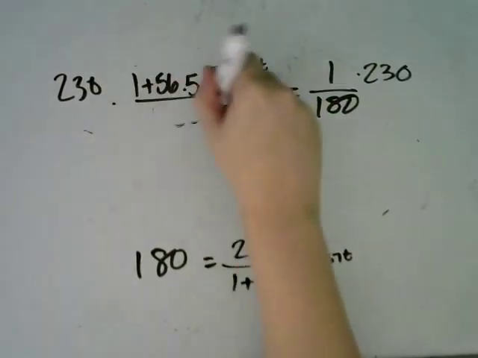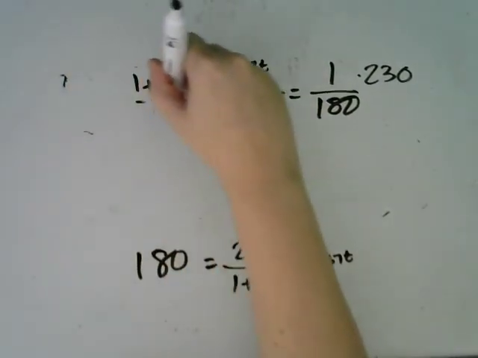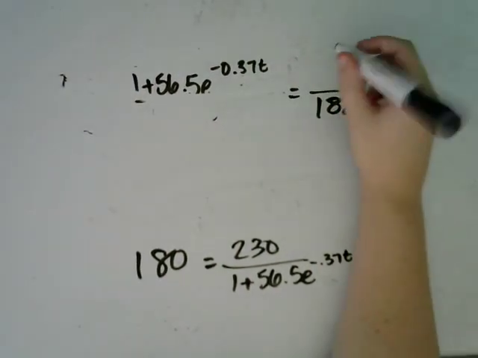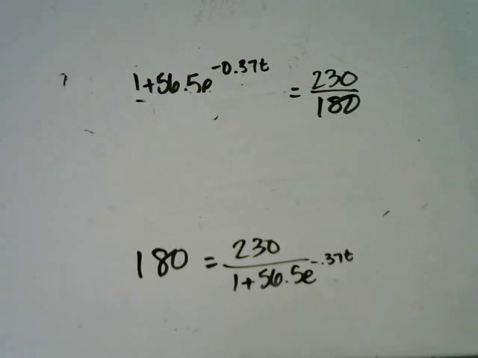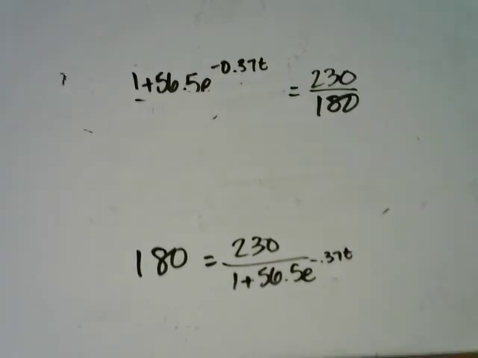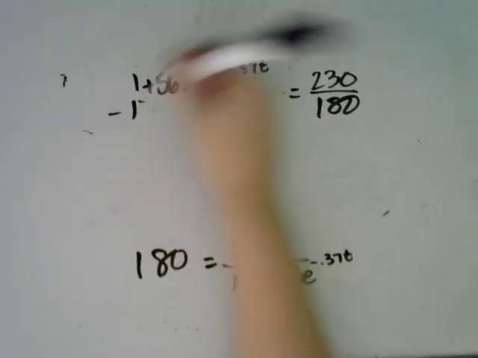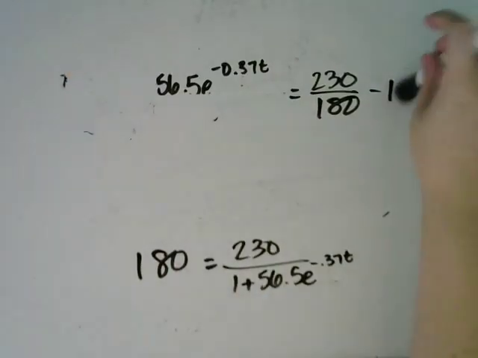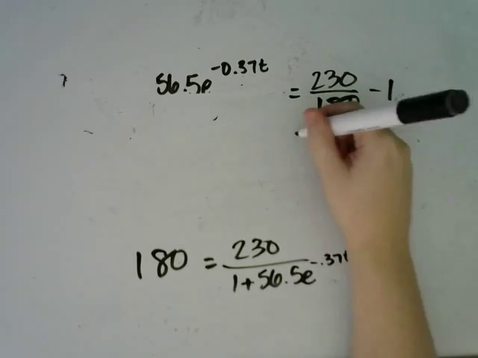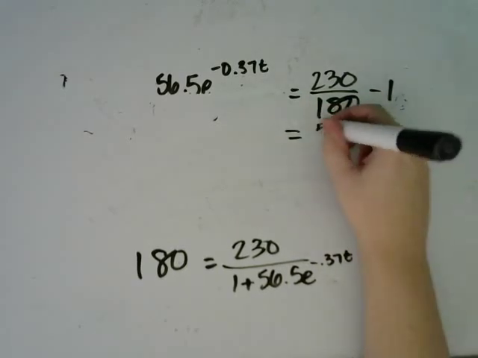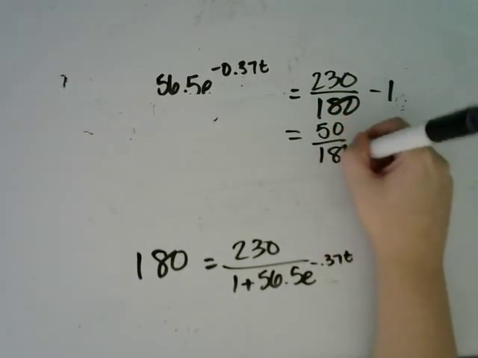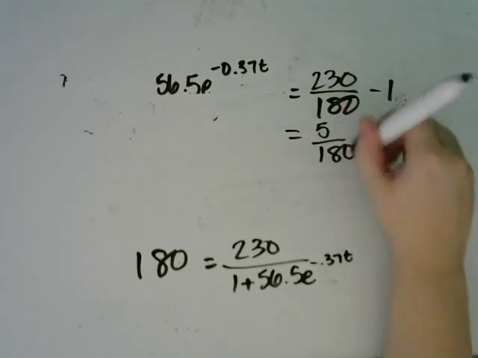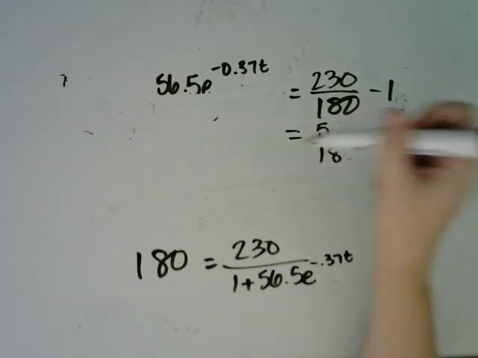These 230s will go away, and this 230 will become my numerator. The next step is to subtract 1 from both sides. This 1 will go away. And allow your calculator to do the subtraction for you if you need to. This should be 50 over 180, which your calculator will simplify to be 5 over 18.